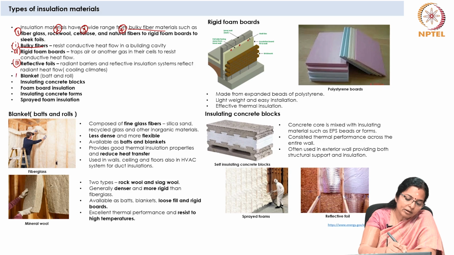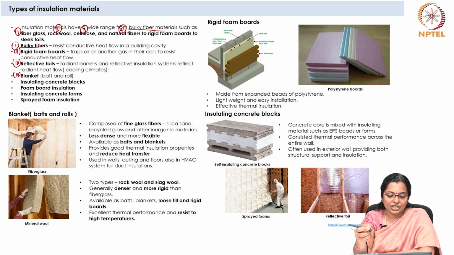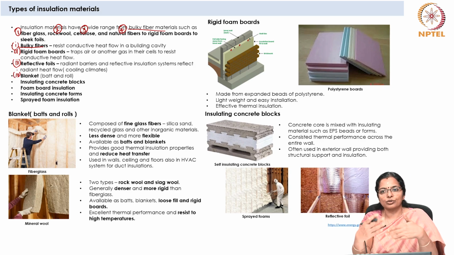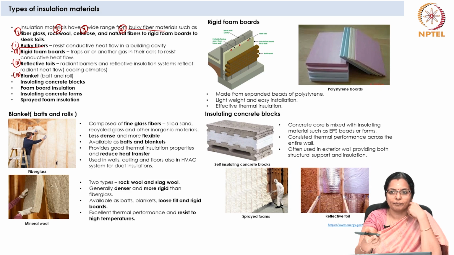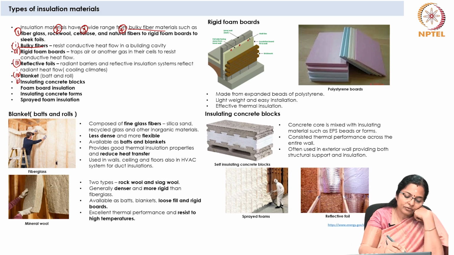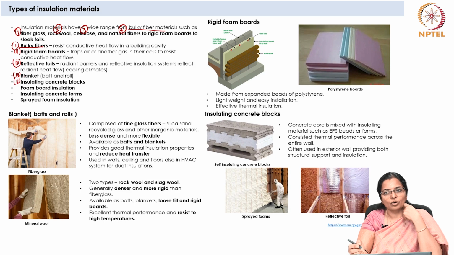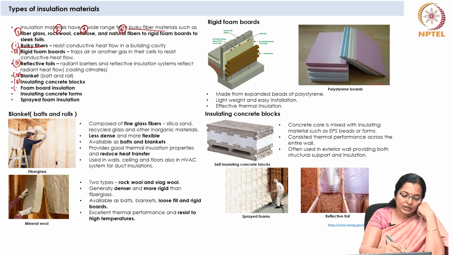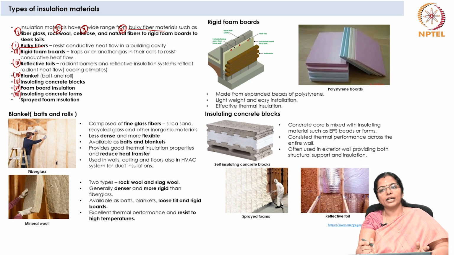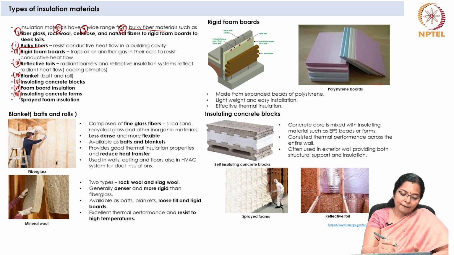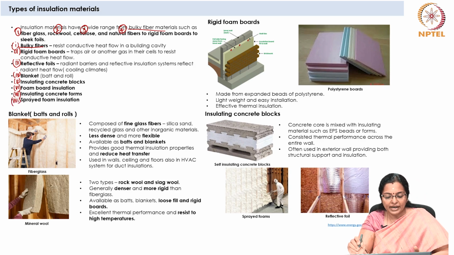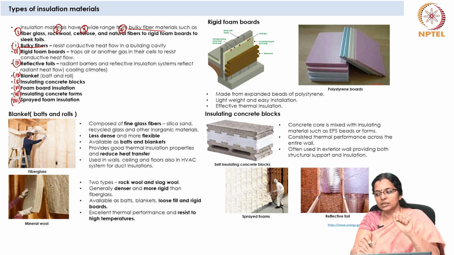Then next is the blanket, which can be bat and roll. So, they come in the form of rolls. Then the fifth type is insulating concrete blocks. Sixth is foam board insulation. Seventh is insulating concrete forms, and eighth type is sprayed foam insulation. The insulation is applied like a spray.